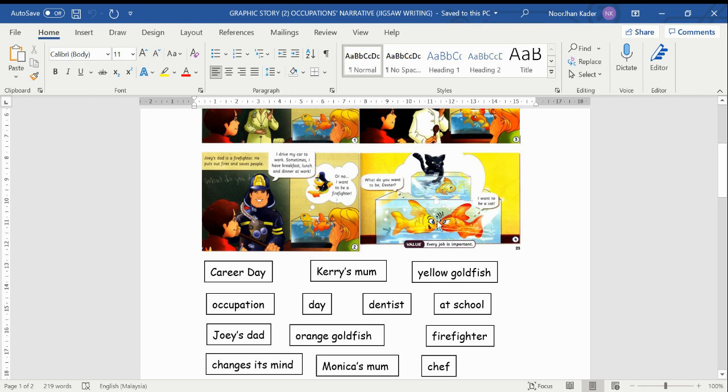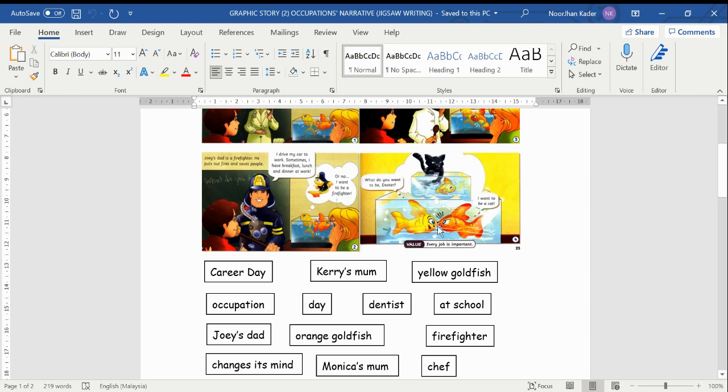So now these two supporting characters are talking to each other in the last frame, in the aquarium. They're having a discussion. The yellow goldfish asks Dexter. Dexter is this one, the orange goldfish. So it asks Dexter, what do you want to be, Dexter? Then Dexter says, I want to be a cat. So it wants to be a cat.